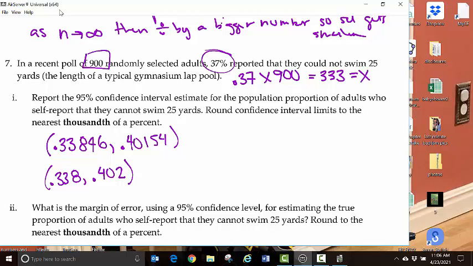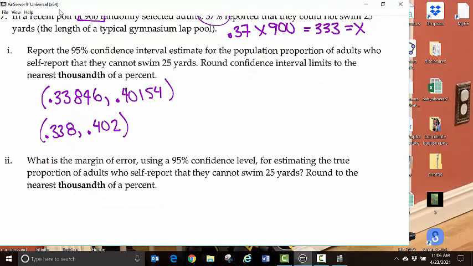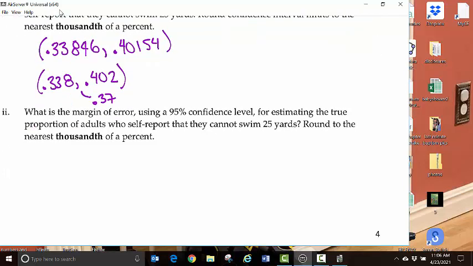So there's our interval. Now it says, what is the margin of error? Well, the margin of error is the difference from this middle value, 0.37, and either the top or the bottom, right? So 0.402 minus 0.37 is your margin of error. And they don't call it M of E, they call it E.